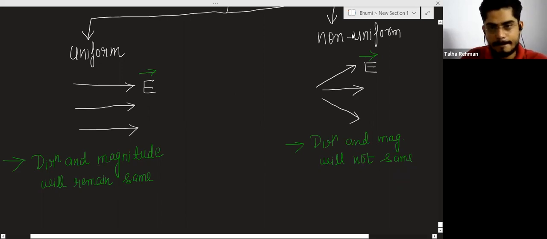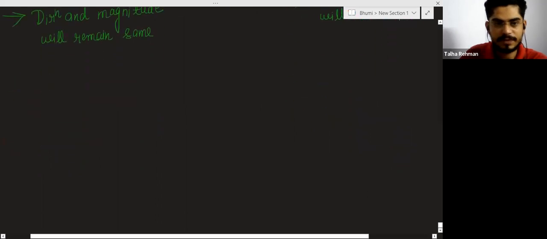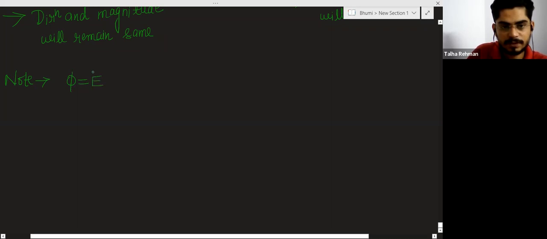Okay, we have studied this thing. Phi is equal to, we have just calculated, E vector dot A vector.